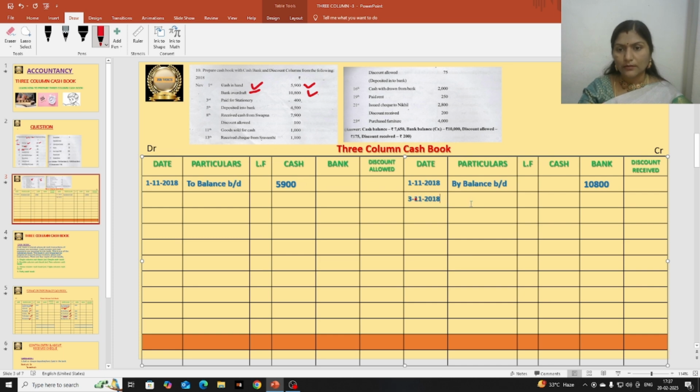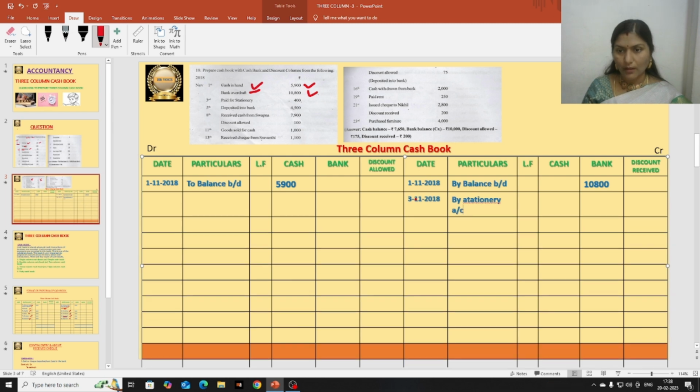Next, what will we write here? By stationery account, paid for stationery. For what are they paying? For stationery. So we should record stationery only. Let me write stationery, but we will start with the word by, because whenever we post anything on the credit side, we should start with the word by. By should be mentioned first. So, by stationery account.